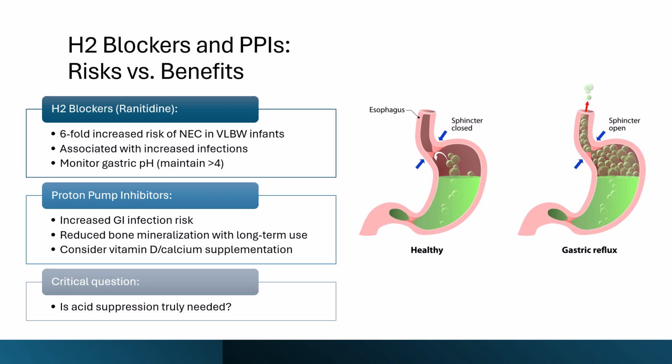Proton pump inhibitors carry similar concerns, plus potential for reduced bone mineralization with long-term use. If these drugs are used chronically, consider vitamin D and calcium supplementation. The most important question to ask before starting these medications is whether acid suppression is truly necessary. In most neonatal cases, it isn't, and the risks often outweigh the benefits.